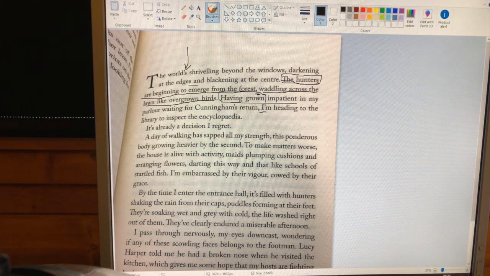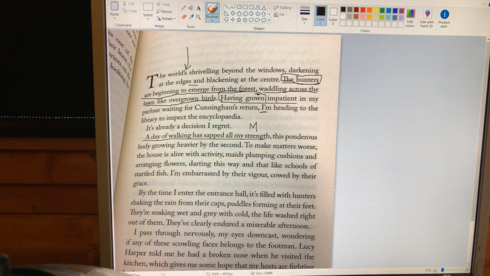Okay, if we come down to the second paragraph now, we've got some more interesting commas. We've got, a day of walking has sapped all my strength. Now, what you need to notice straight away is that is a main clause for sure. All of that is the main clause. It could sit on its own. We could make that first comma a full stop if we wanted.